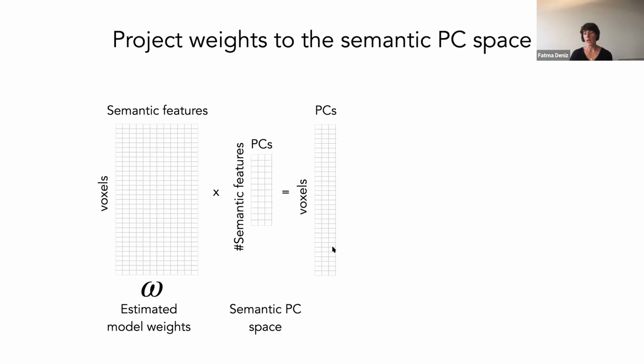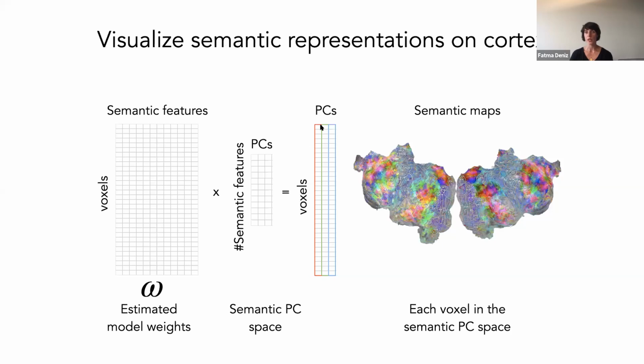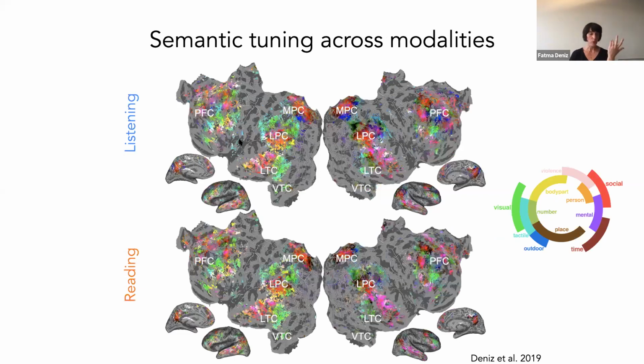and nicely visualize them using, for example, RGB color maps for the first 3 principal components, because those explain most of the variance, and map those onto the cortical surface. So for each voxel, we have a combination of these 3 different colors, which creates these semantic maps. And when we do that for these two different experiments, listening and reading, again we see very similar maps across experiments in individual subjects.